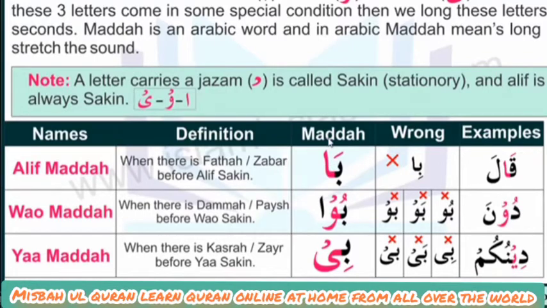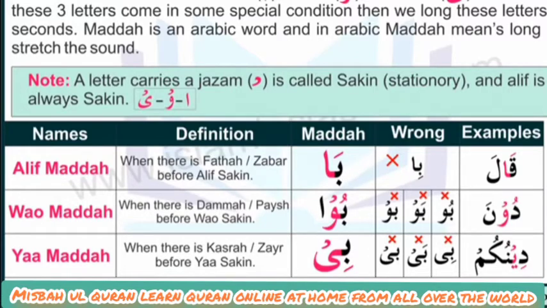Now see the example here of Maddah. They are saying when there is Fatha before Alif Sakin. As you know, this is Alif and it is Sakin Alif, as Alif is always Sakin. So before the Alif there is Fatha. So that's why this alif is now in some special condition, like alif is coming after the fatha sign. Before the alif it can be any letter; right now it is ba here, but it can be any letter, ta, sa, jim.